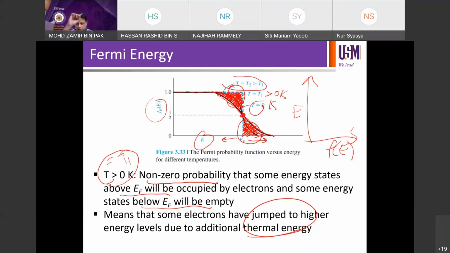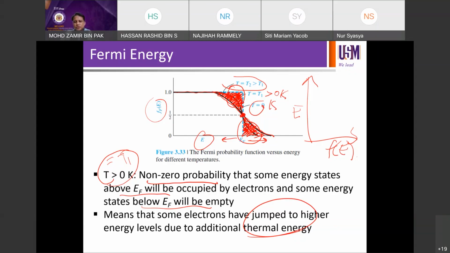So you can also notice in the center, there where the curve crosses. So what is the value of probability when E is equal to EF at any condition? You can see at T equals 0 Kelvin, T equals T1, T equals T2, what is the value of Fe at EF?